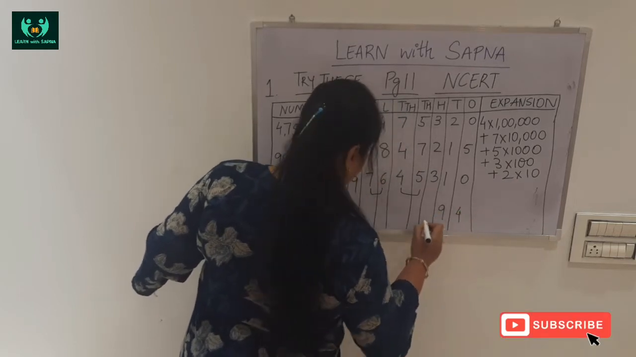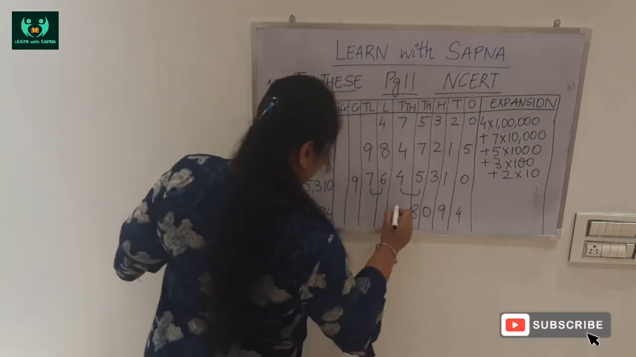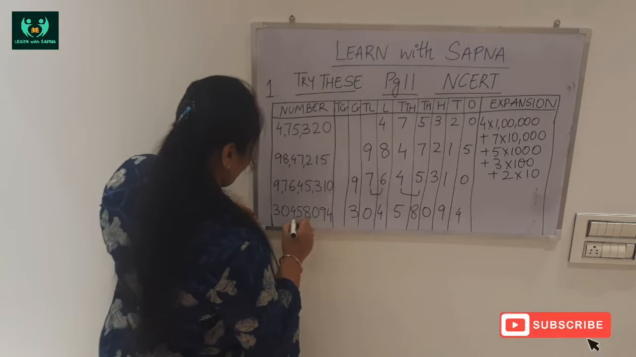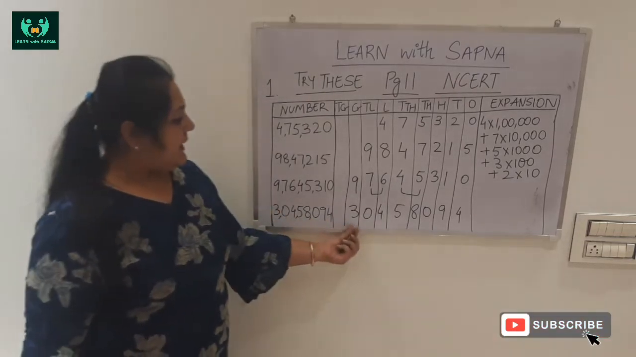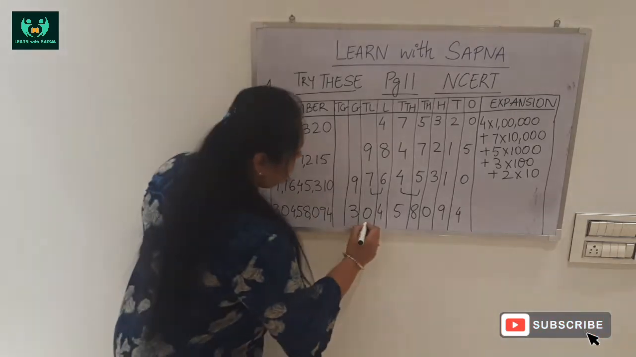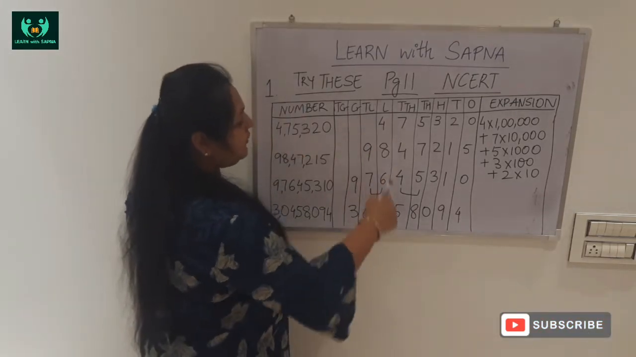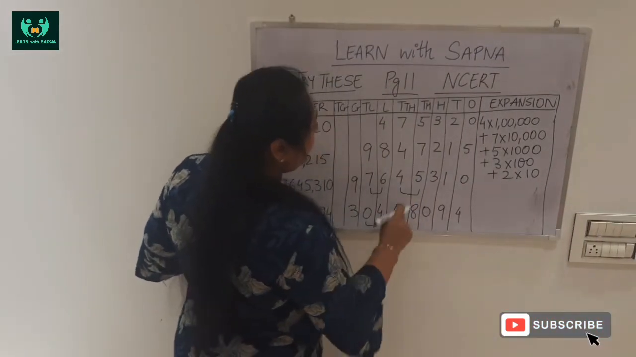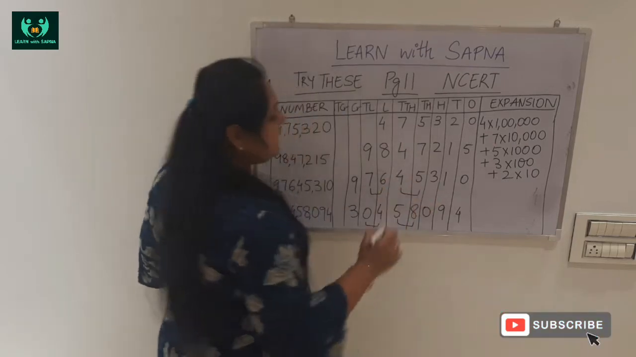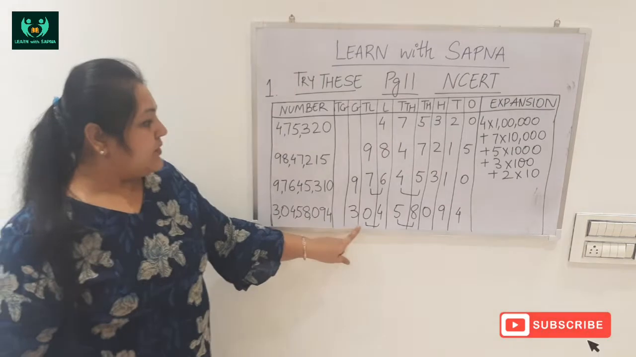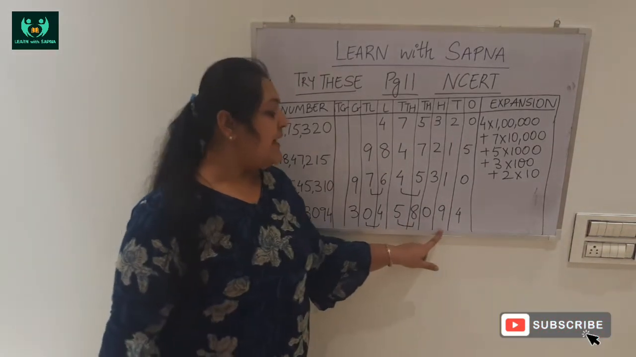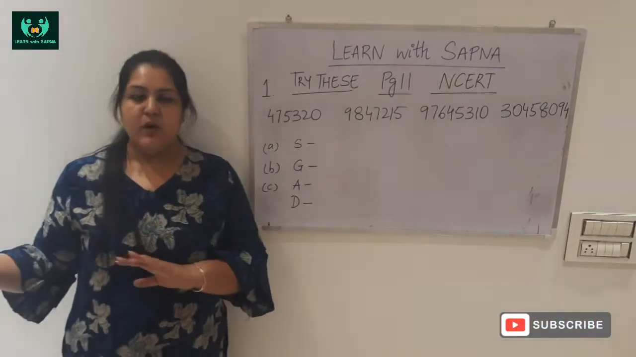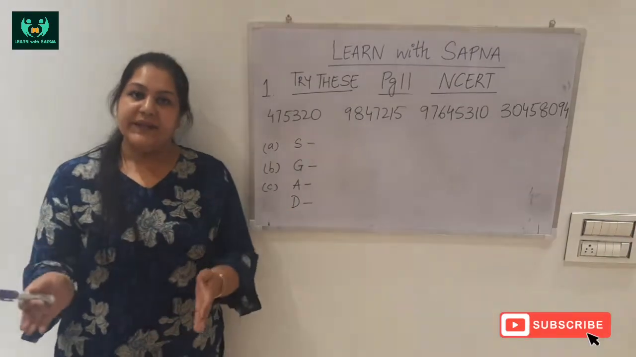The last one, let's start from the right: 4, 9, 0, 8, 5, 4, 0 and 3. Again in crores, so this becomes 3 crores. For lakh, we have 0 for 10 lakh and 4 for lakh. That becomes 4 lakhs. Then 5 for 10,000, that is 50,000, and 8 for 1,000. This becomes 58,000. So we'll write 3 crores, 4 lakh, 58,094. This is how you read. So we did the placement box, the expansion, how to expand, how to write the place value.